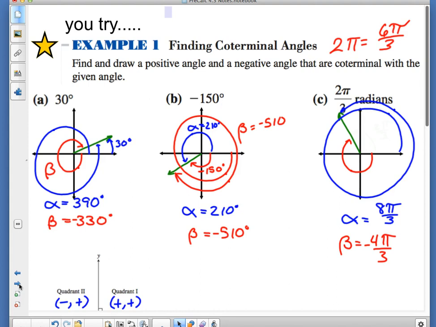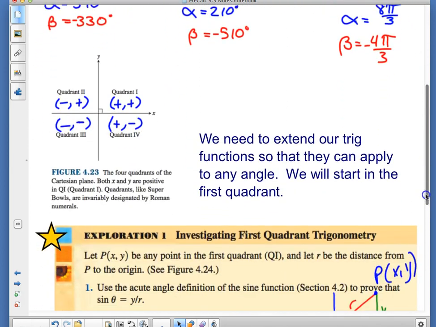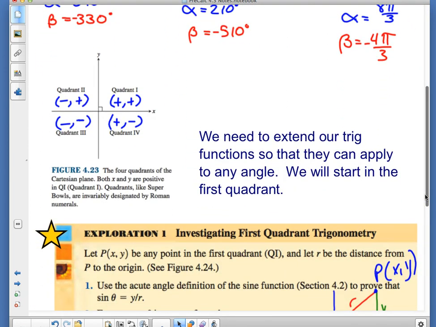So here's the deal. We're looking at this quadrant thing. We talked about what I've got to do to get to quadrant 1, quadrant 2, quadrant 3, quadrant 4. And that's just the positive or negative value of my x and y. Okay? You all right with that? Plus plus, minus plus, minus minus, plus minus. We need to extend our trig functions so they can apply to any angle. We will start in the first quadrant.